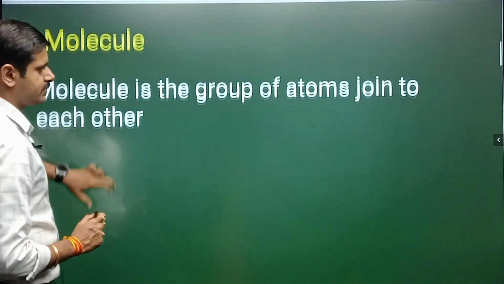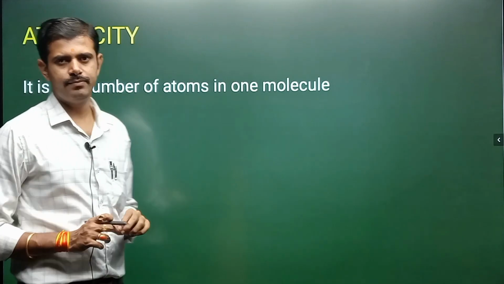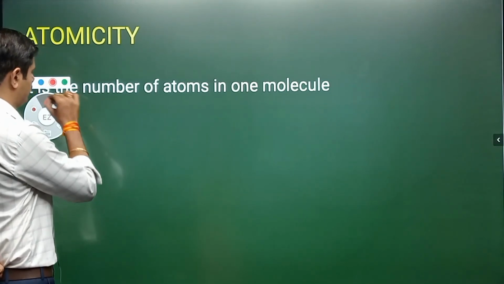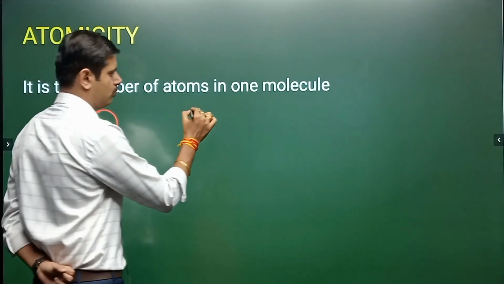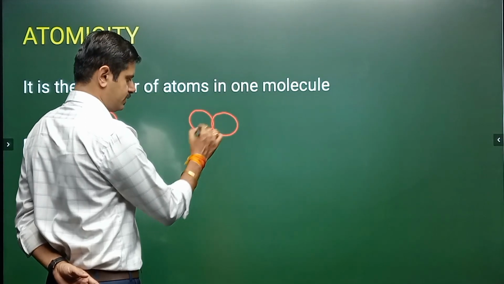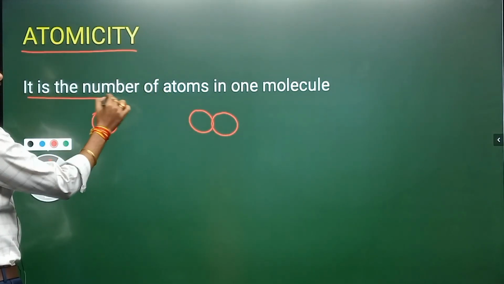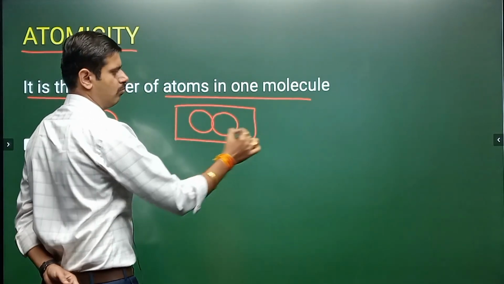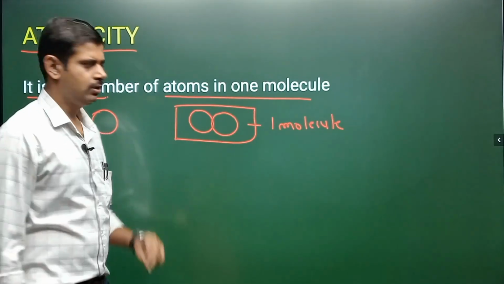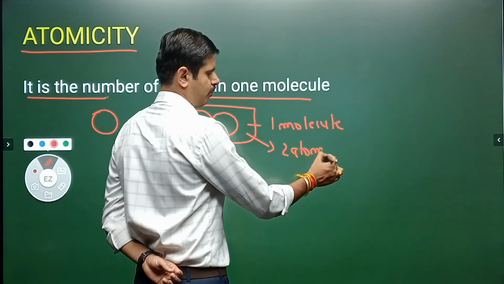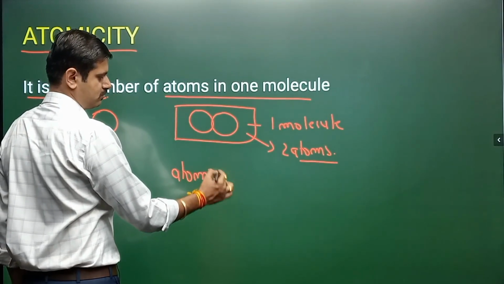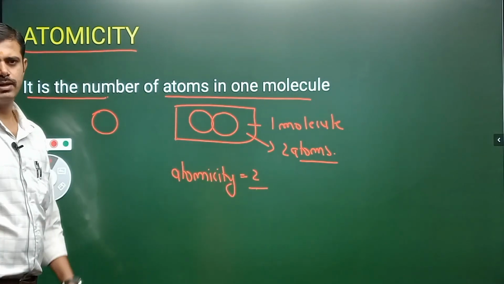Clear? Now in the next slide there is something called atomicity. What is atomicity? We know that we had an atom, and we had a molecule where two atoms are there. Atomicity is the number of atoms in one molecule. This is my complete molecule, this is one molecule. In this molecule, how many atoms are there? There are two atoms. Clear? So what is the atomicity of this molecule? My atomicity is equal to 2.